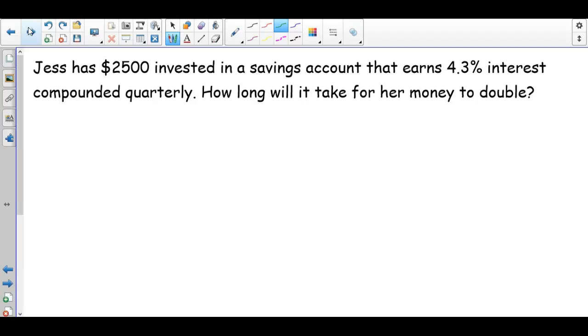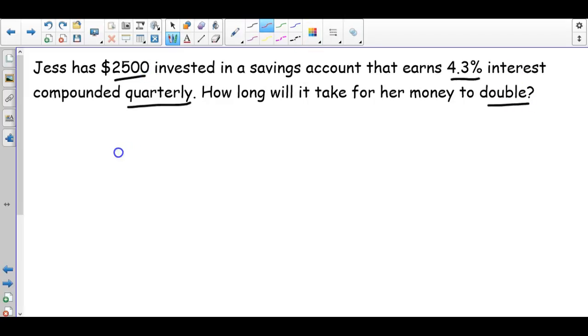So the last problem that we have is the application of using logarithms as inverses of exponential functions. Jess has $2,500 invested in a savings account that earns 4.3% interest compounded quarterly, so that'll be 4 times in the year, and we want to know how long it's going to take for her money to double.